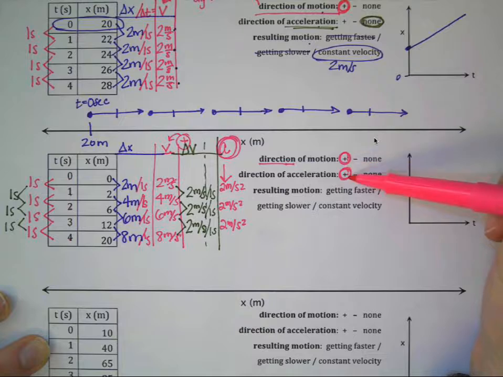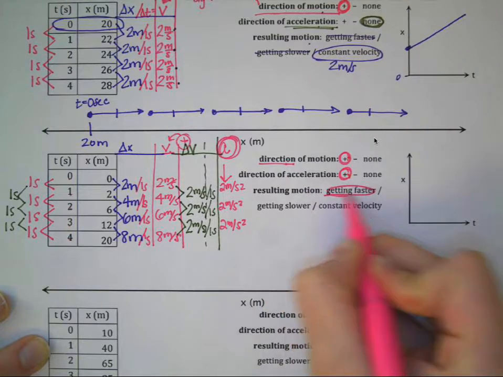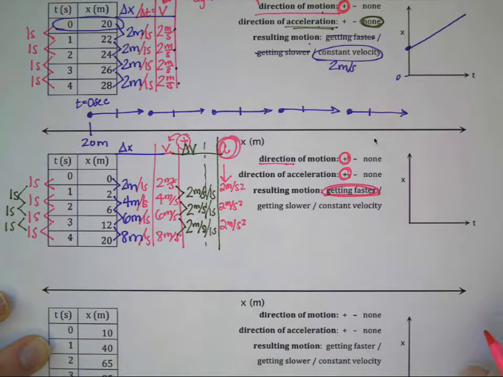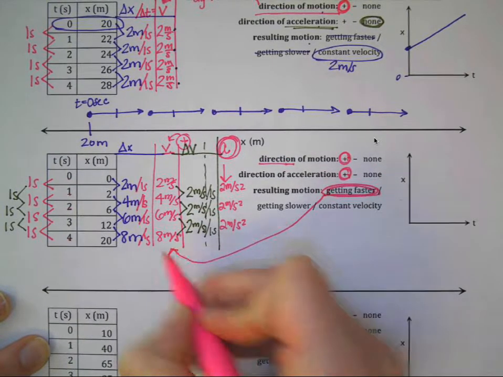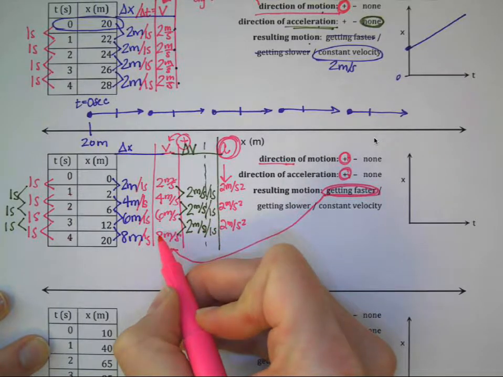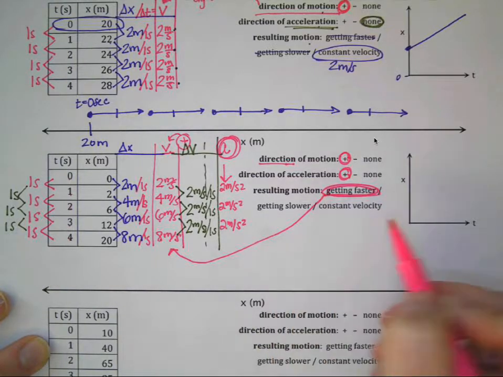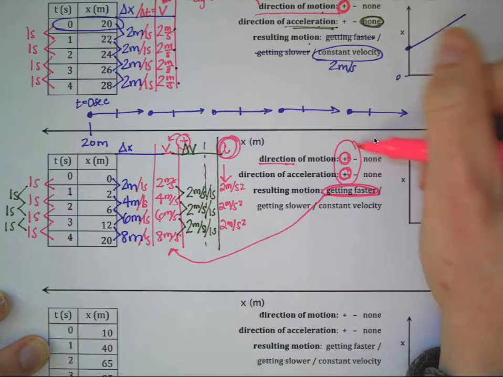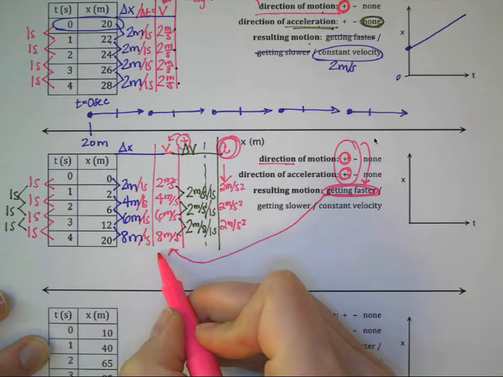As I see, my direction of motion and my direction of acceleration both being in the same direction will result in the object getting faster as time goes on. We could also see that through the fact that my velocities go from 2 to 4 to 6 to 8. The magnitudes of those speeds are getting larger. So 2 different ways to look at it. The fact that they're in the same direction, or the fact that magnitudes get larger.